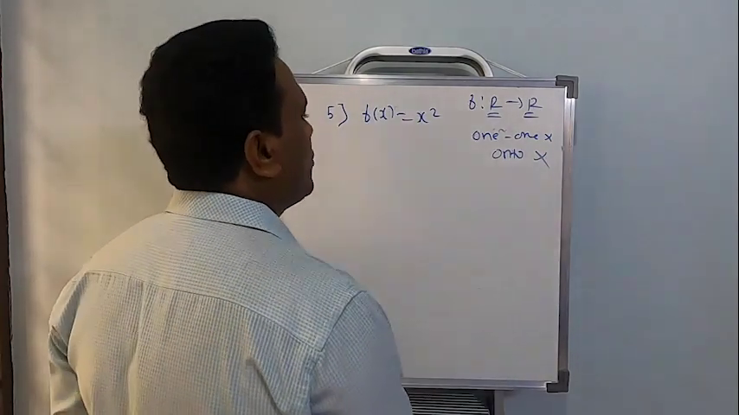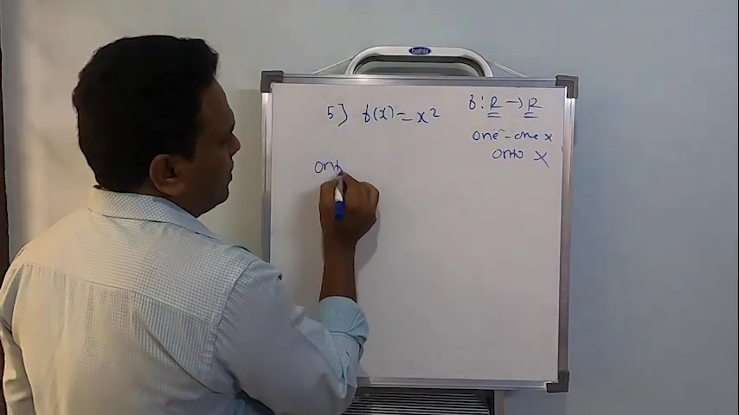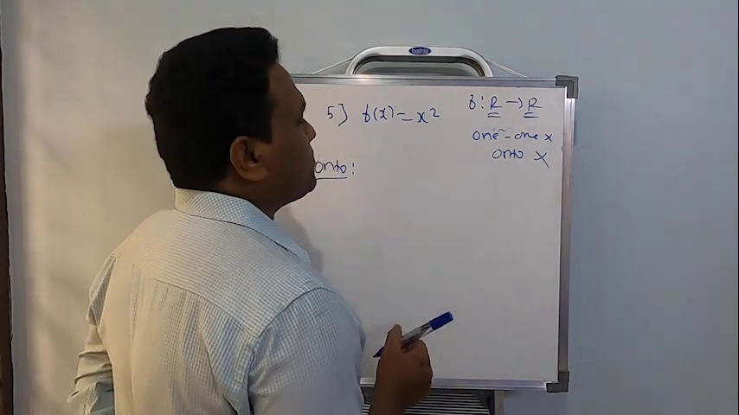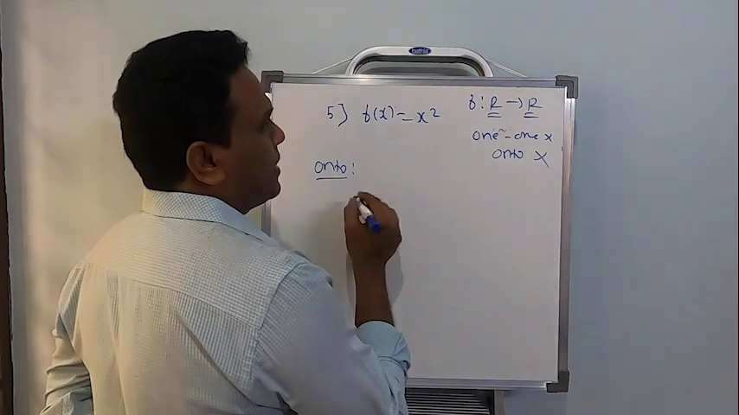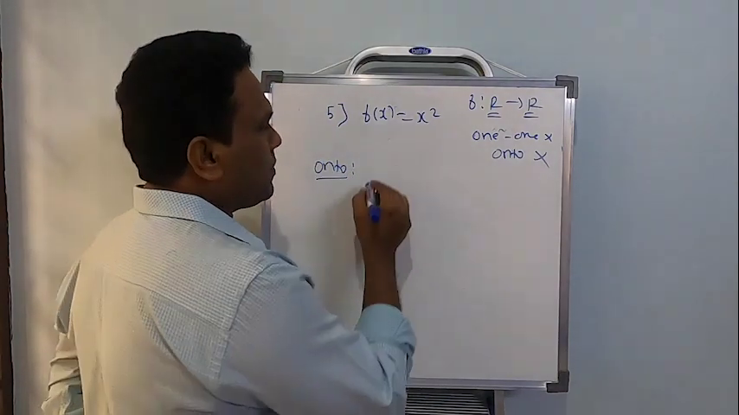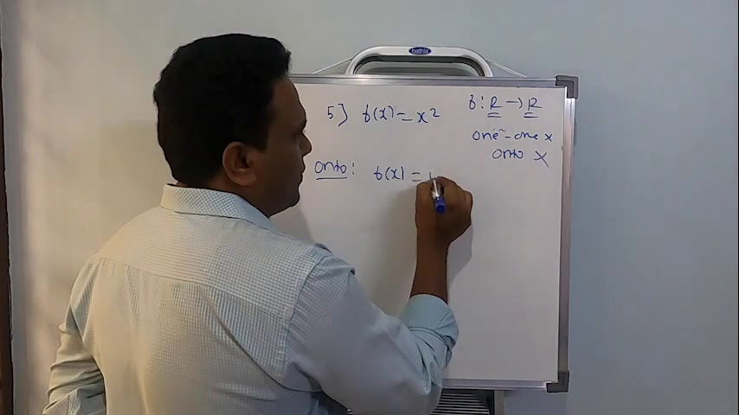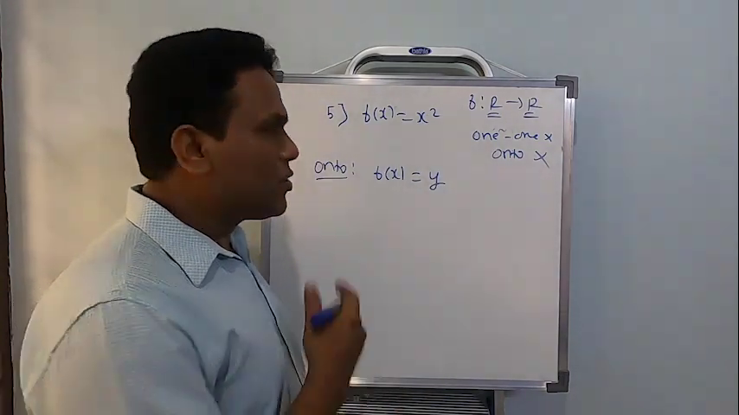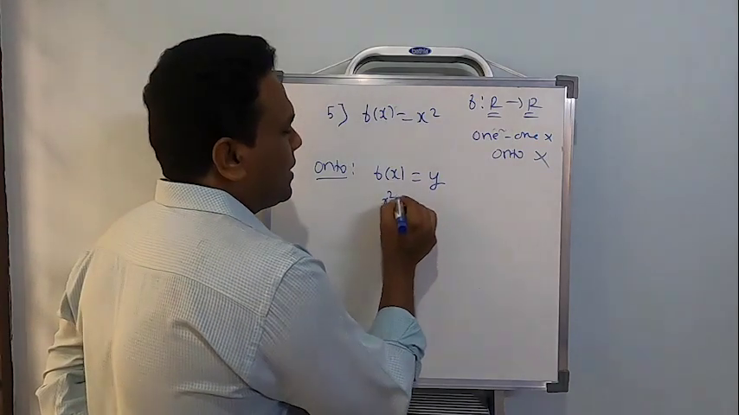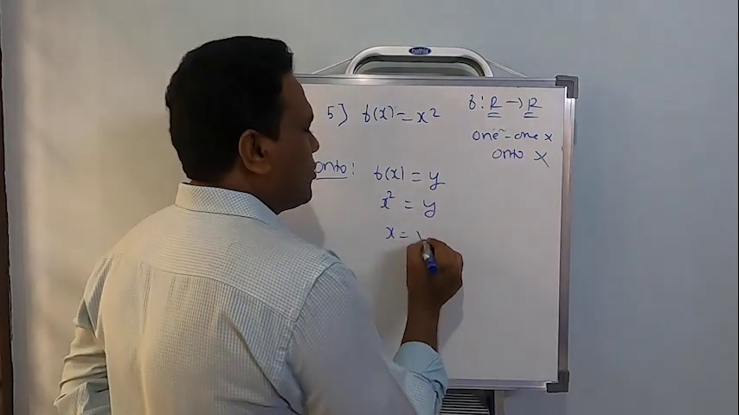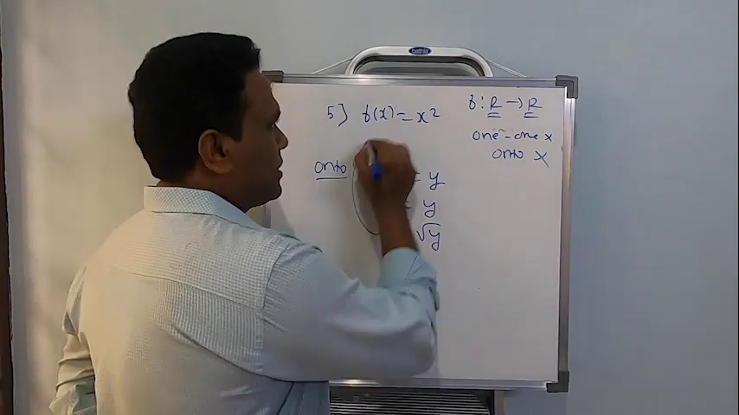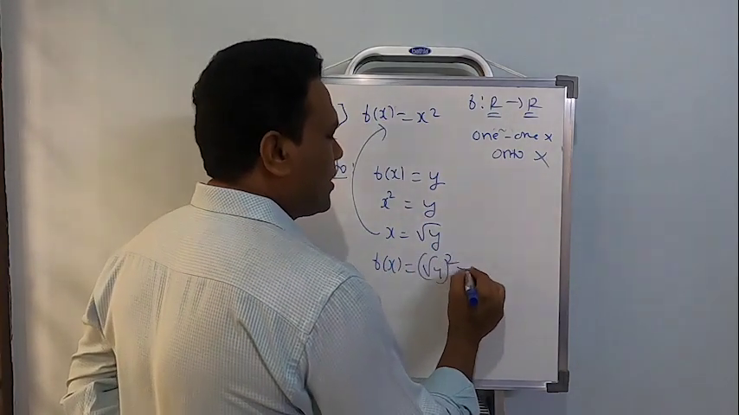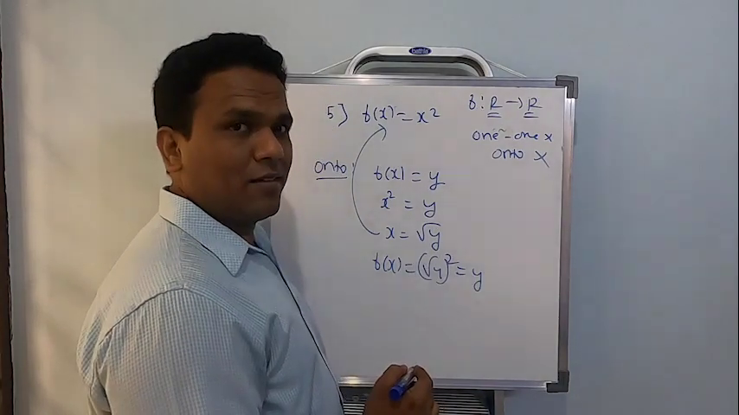So we have to show the function is not going to be onto. It should not be onto. Now the best example is going to be: if I start with f of x equal to y, then I will land up at onto. I will just show you how. Then what you will get, x square equal to y or x equal to root y. You will substitute this in the given function. Therefore, f of x equal to root y the whole square. You will get y.